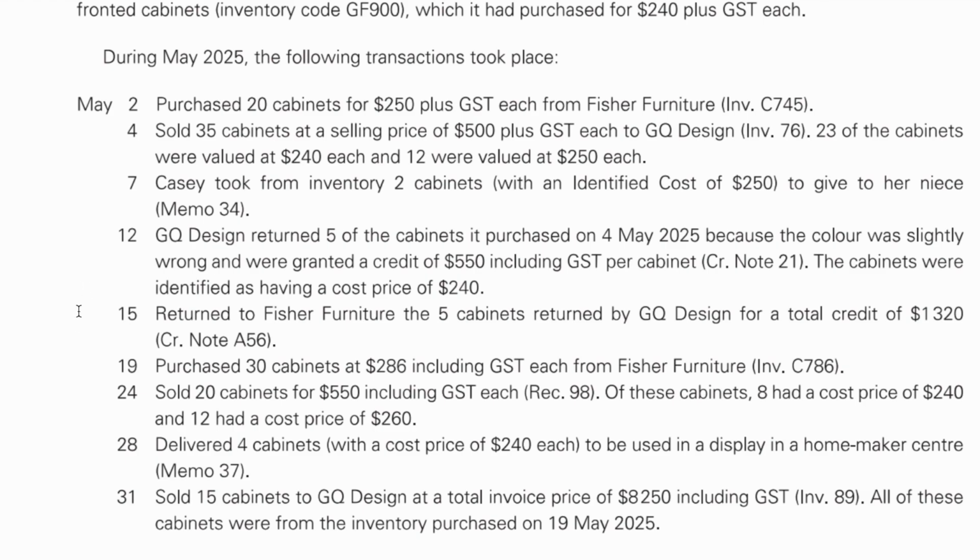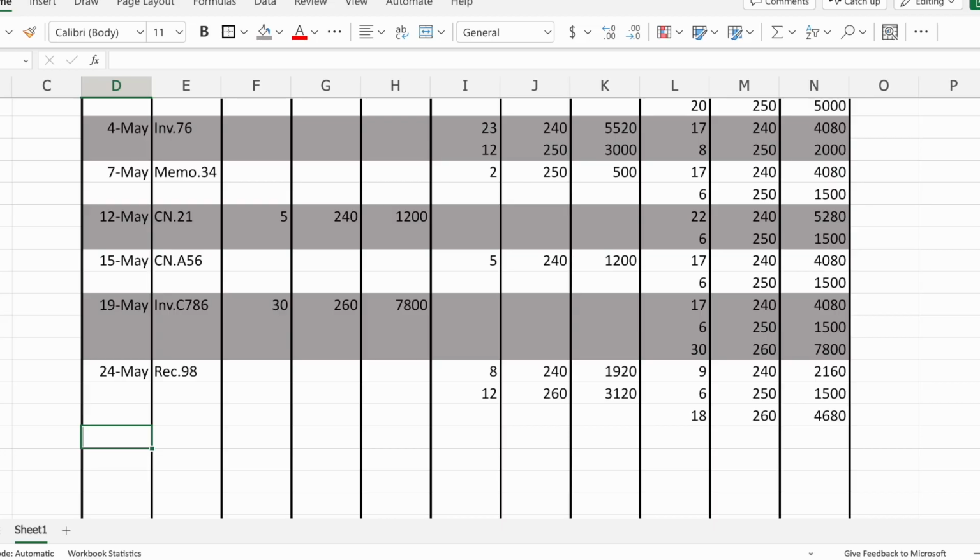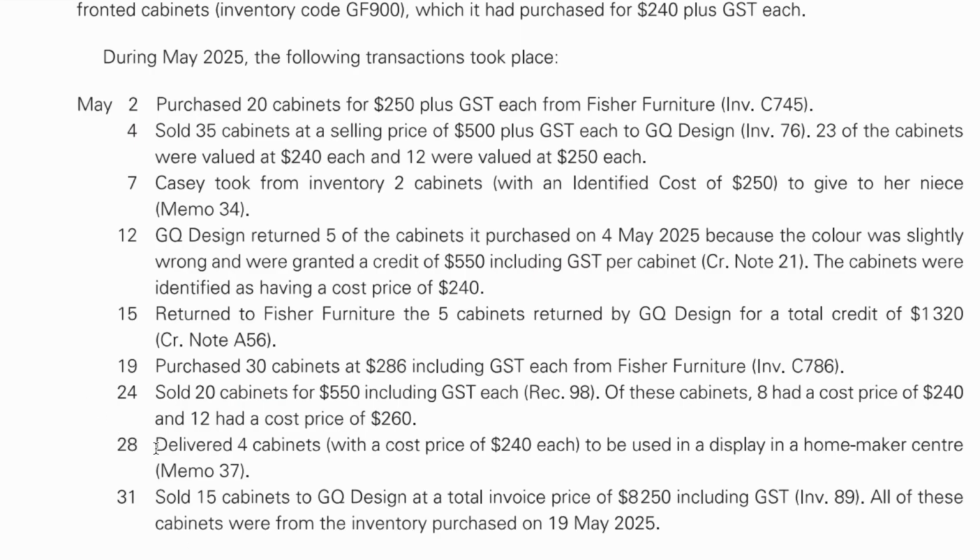By the way, if you guys feel confident, you can just pause the video and do this by yourself if you want. Okay, so on the 28th, they delivered 4 cabinets with a cost price of 240 each to be used to display in a homemaker center. So yeah, it's a memo. Like we mentioned, it's inventory loss because it's used for advertising, right? In this case, through advertising, we're losing 4 cabinets, right?